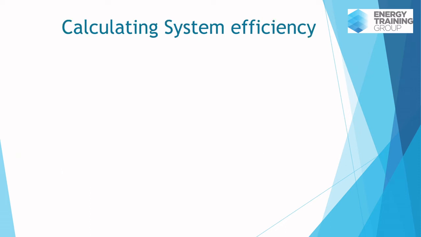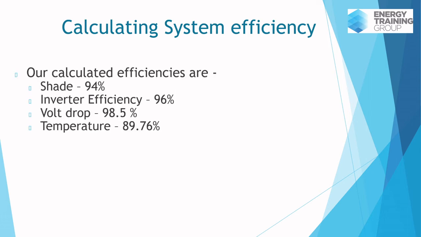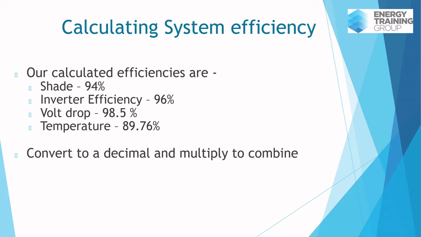Now we're going to calculate our total system efficiency. So our calculated efficiencies are 94% for shade, 96% for inverter efficiency, volt drop was 98.5%, and we've now calculated our temperature efficiency at 89.76%.